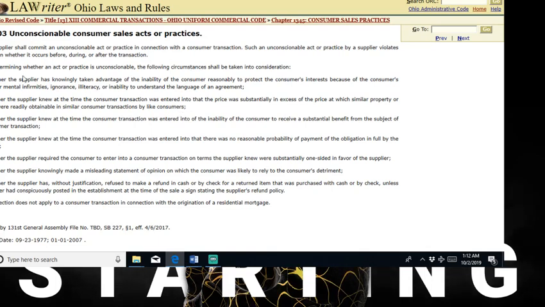You got to understand this all together. So let's go here. In determining whether an act or a practice is unconscionable, the following circumstances shall be taken into consideration. Whether the supplier has knowingly taken advantage of the inability of the consumer reasonably to protect the consumer's interests because of the consumer's physical or mental infirmities, ignorance, illiteracy, or inability to understand the language of an agreement.